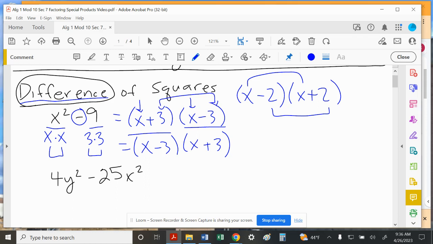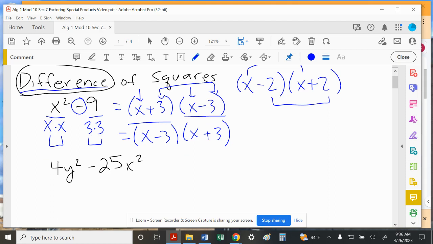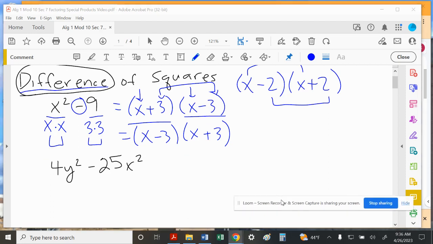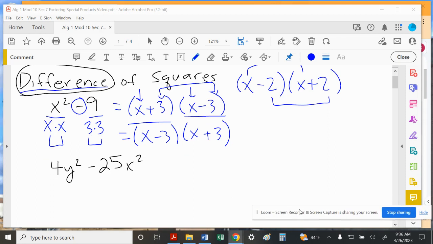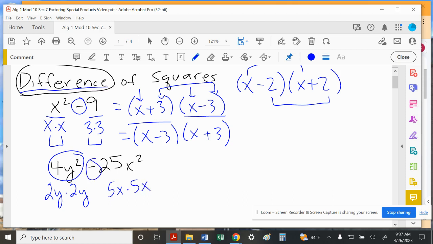So now we can start recognizing some of these. Notice in this particular case, I can see the 4y squared, and I can see the minus 25x squared, and I can see this is a perfect square. How do I know that? Because that is 2y times 2y. Make sure it has to be exact on both of them, and it has to multiply out to this whole term. And this one over here is 5x times 5x. Notice that we have a minus sign, therefore it's a difference.